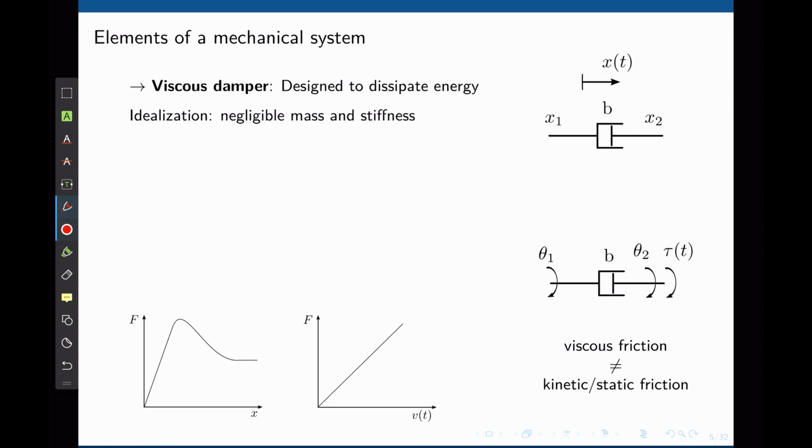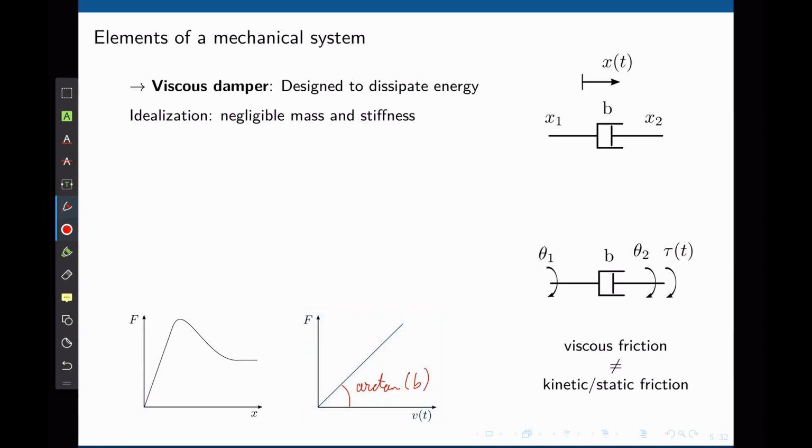If you press on a damper slowly, you feel a small force, but if you now press fast, that force increases. We can then say that the force developed in a damper depends on the speed that that damper moves and on the magnitude of the viscous friction coefficient B. This graph here represents the developed force. The force increases linearly with the velocity, and the slope of this curve is the viscous friction coefficient.